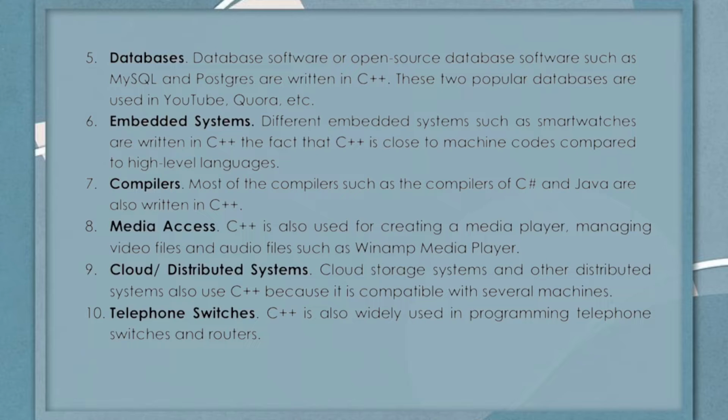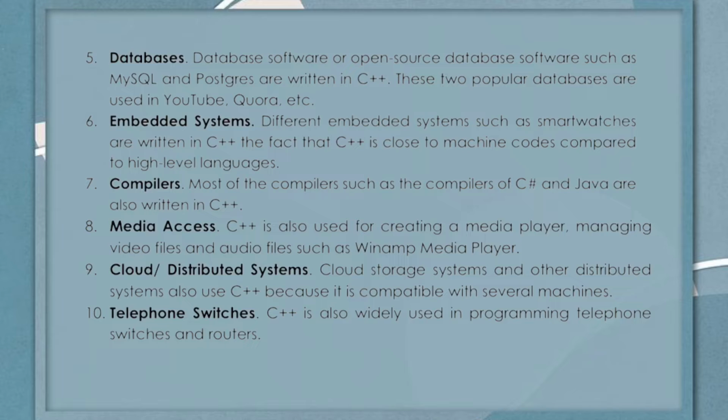Databases. A database is an organized collection of structured information or data typically stored electronically in a computer system. Embedded systems. Different embedded systems such as smartwatches are written in C++. The fact that C++ is close to machine codes compared to high-level languages. It is a microprocessor-based computer hardware system with software that is designed to perform a dedicated function.